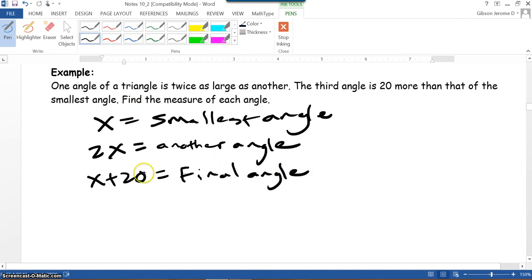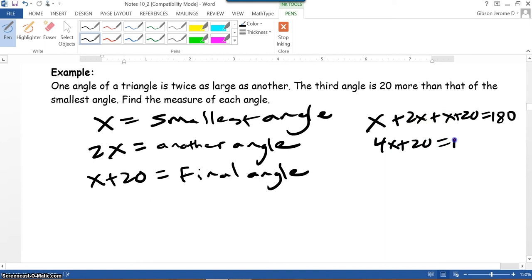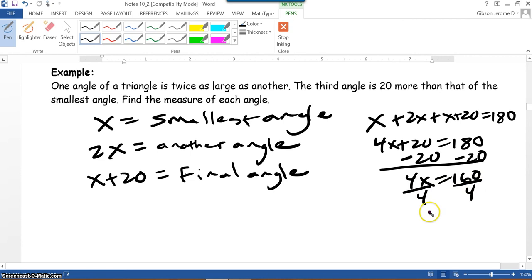Okay, so now we know adding all three of these angles together, x plus 2x plus x plus 20 is supposed to give us 180. So we combine these like terms. We have 4x plus 20 is equal to 180. We will subtract 20 on both sides, and we will have 4x is equal to 160. We divide each side by 4, and x is 40 degrees.